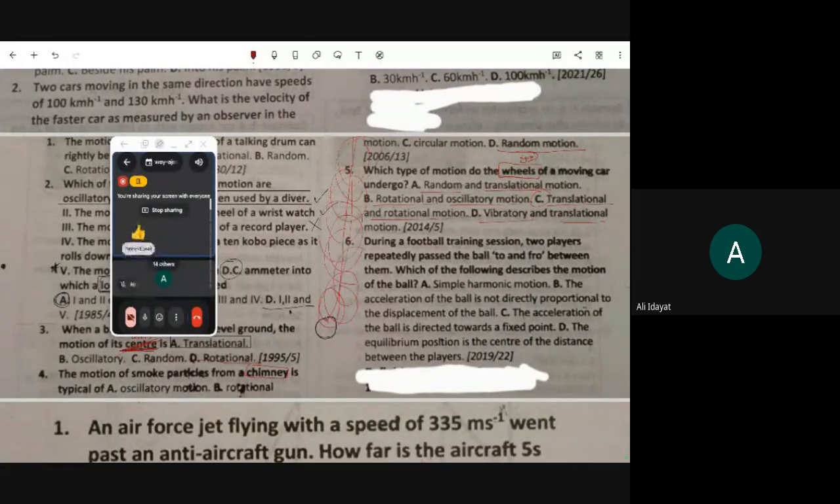During a football training session, two players repeatedly passed the ball to and fro between them. Which of the following describes the motion of the ball? Simple harmonic motion. The acceleration of the ball is not directly proportional to the speed of the ball. The acceleration of the ball is directed towards the fixed point. Okay, read the options and tell me what you think your answer is.